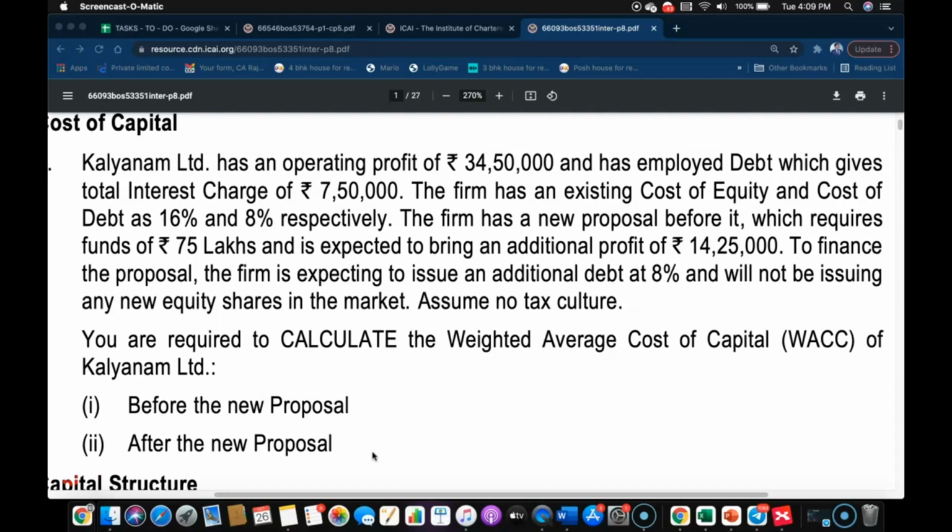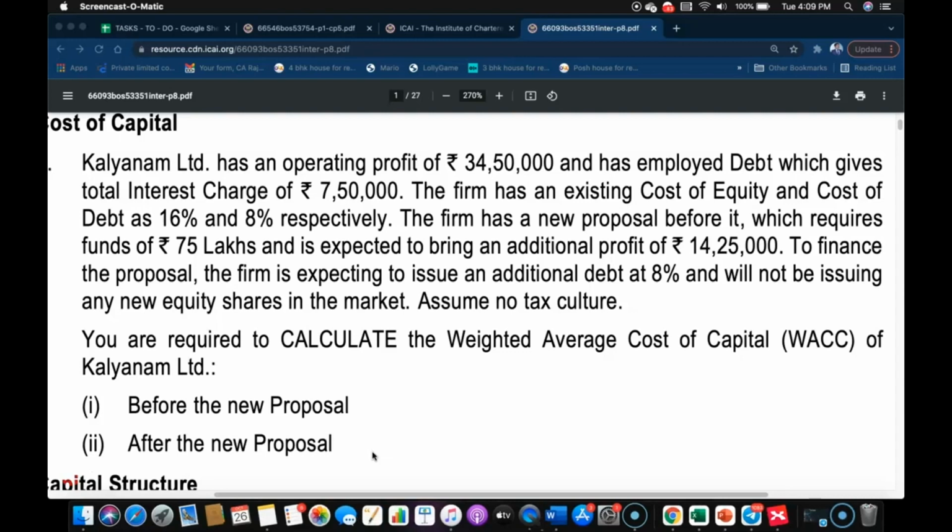So first of all, how do we calculate weighted average cost of capital? We take equity, we take debt, we total them, then we find the proportion of debt to the total and the proportion of equity to the total, and on that proportion we multiply the respective cost of capital. That is, cost of equity is 16%, cost of debt is 8%. Then we get the weighted average cost. Here you are directly given the cost of equity, that is 16%, and the cost of debt, that is 8%.